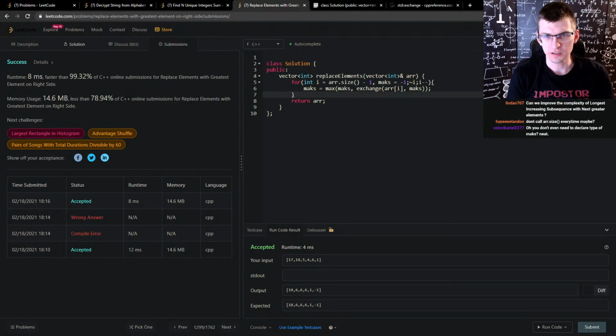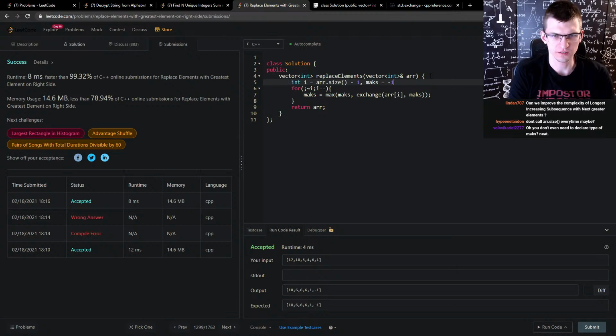Type of max, neat. Yeah, this line, you can imagine that it's here. Same thing. You don't type int.